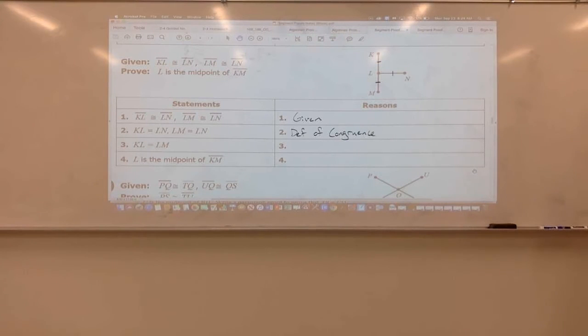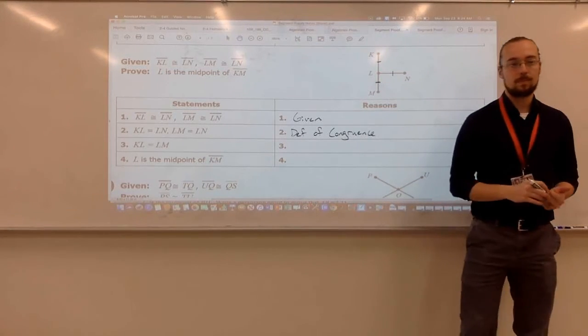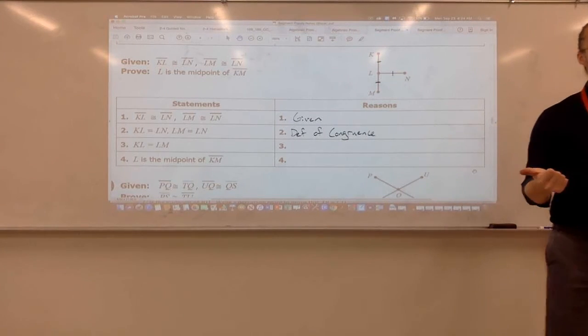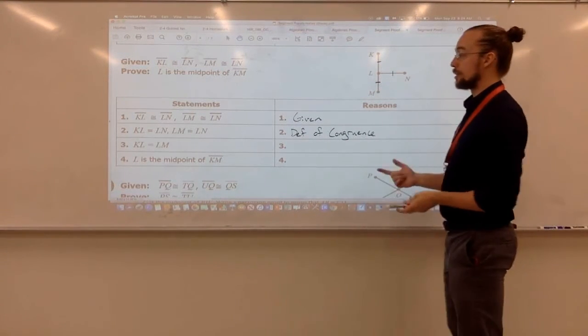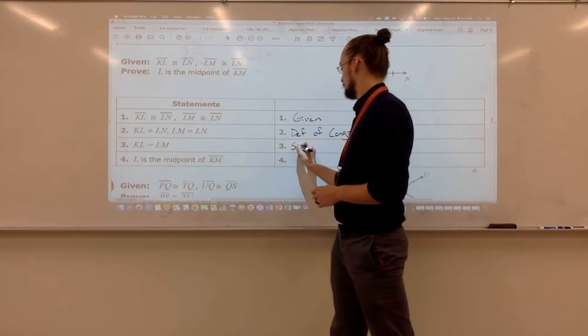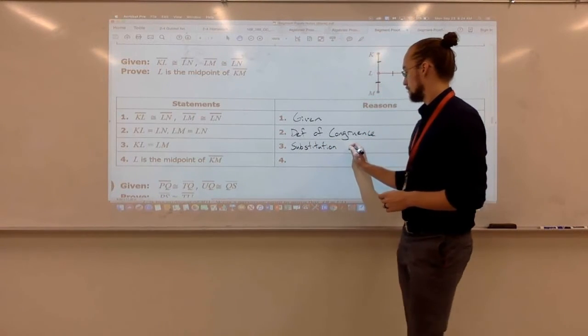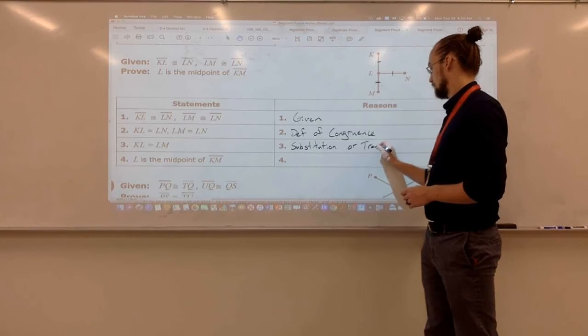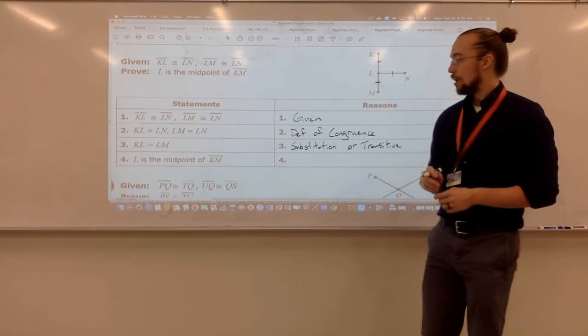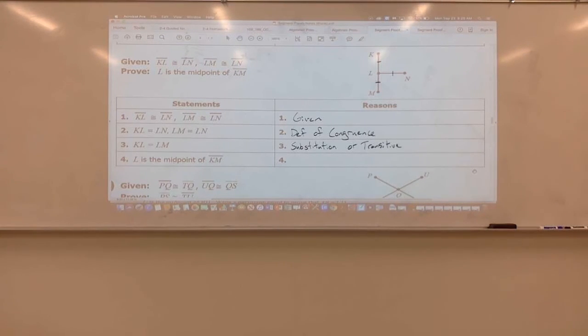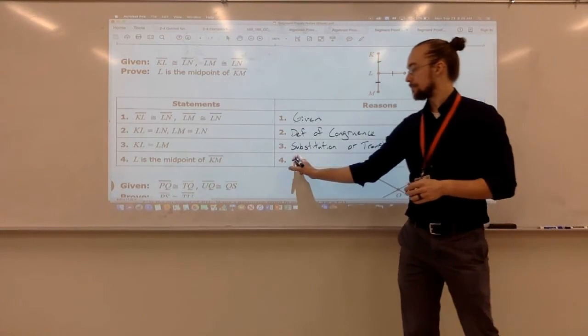How then can I claim that KL is equal to LN? Yeah, so this is the same idea as our last line of the last one, right? We either use substitution or transitive property here. Okay? Well, then if I know that KL and LM have the same length, how then can I claim that L is the midpoint of KM? Definition of midpoint.